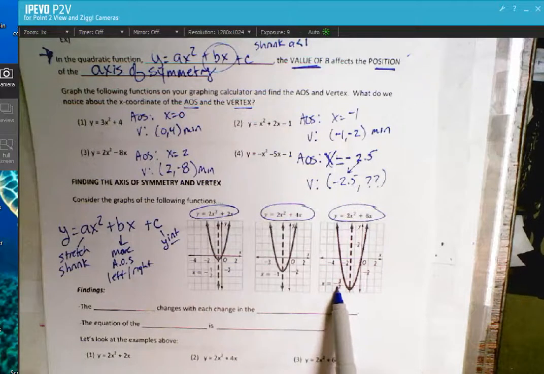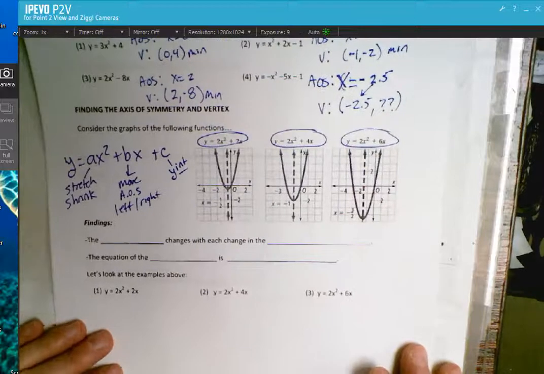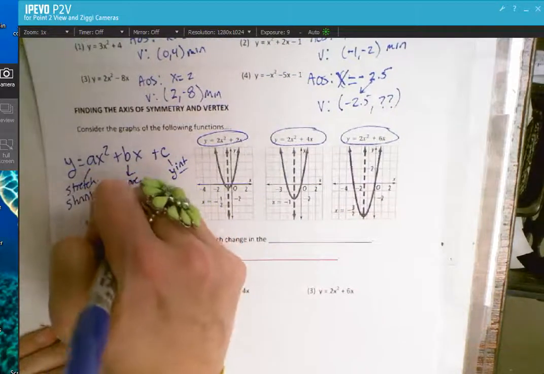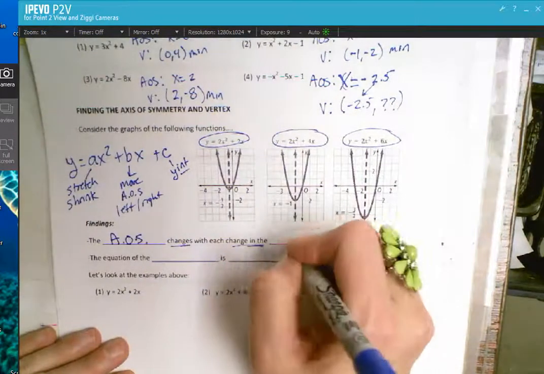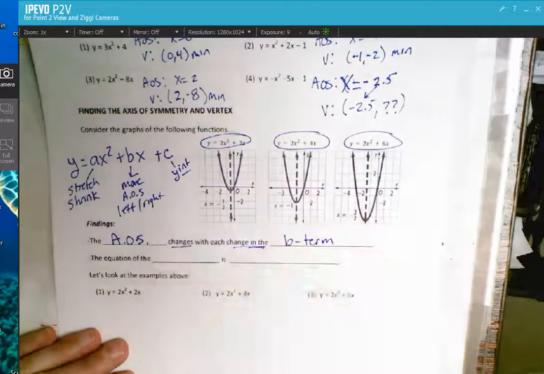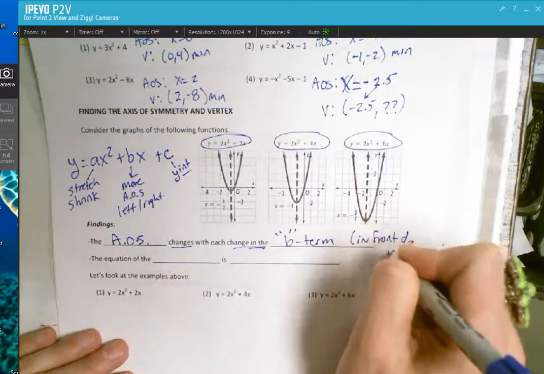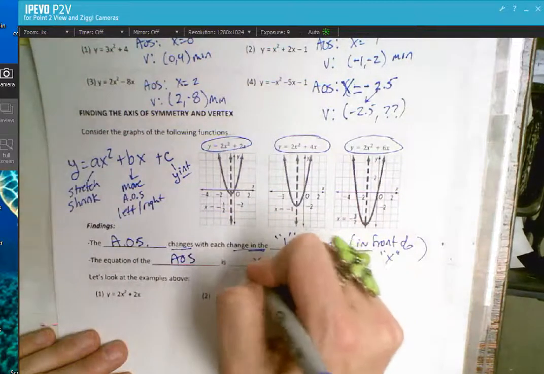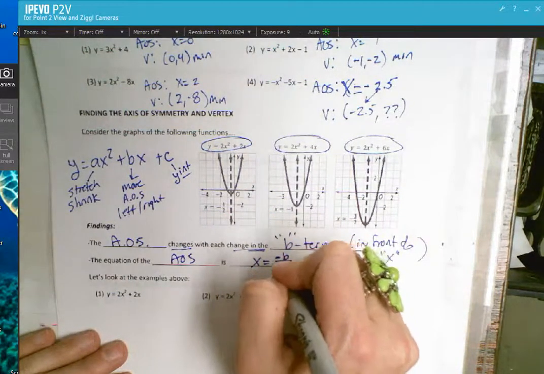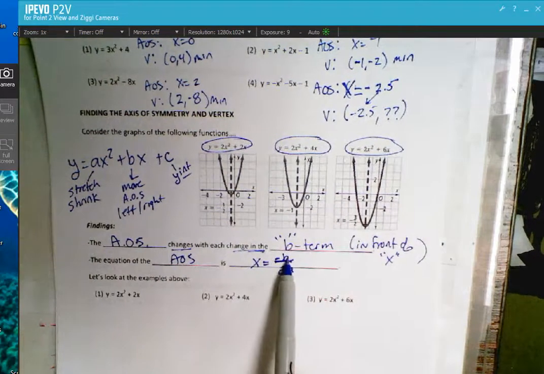Where that leads us is into a formula that we get to use for finding our axis of symmetry. So the axis of symmetry changes with each change in the b term. And b is in front of x. Okay. The equation of the axis of symmetry is x equals negative b over 2a. That means I take the opposite of the sign that b is and divide it by 2 times a.